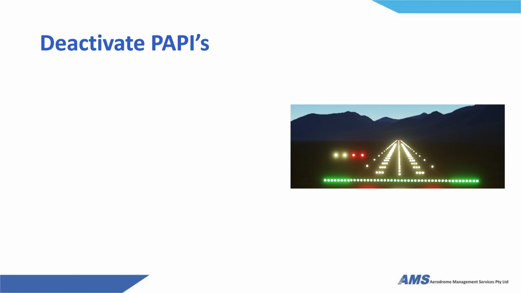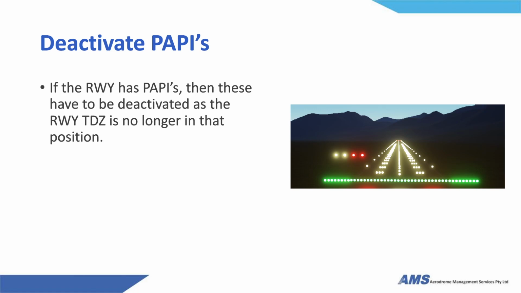If your runway has PAPIs, which are precision approach path indicator lights, then these need to be deactivated. The PAPIs are there to identify the touchdown zone or the 3-degree approach to the runway's touchdown zone. So if we've displaced the threshold, the touchdown zone is no longer located in the same position, therefore the PAPIs need to be deactivated.